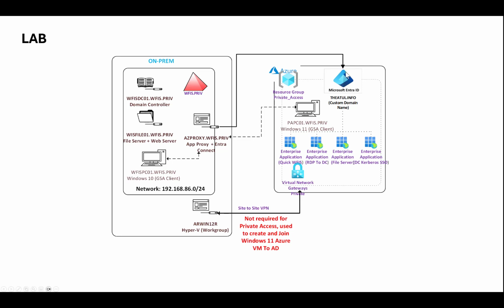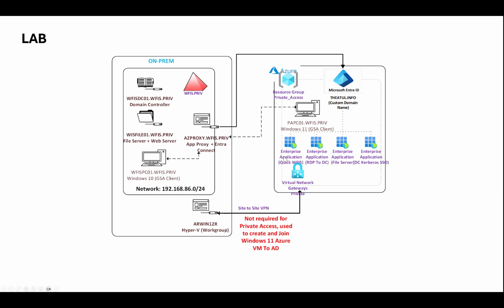And then we have Microsoft Entra ID. The custom domain name for this particular Entra ID instance is the tool.info. This is where we were talking about the enterprise applications. I have 4 applications here, and we'll go into more detail once we get into the actual demo. One of the applications is Quick WFIS, which allows for DNS connectivity, so my GSA client can connect to my resources with the host name, and that is what this Quick WFIS does.